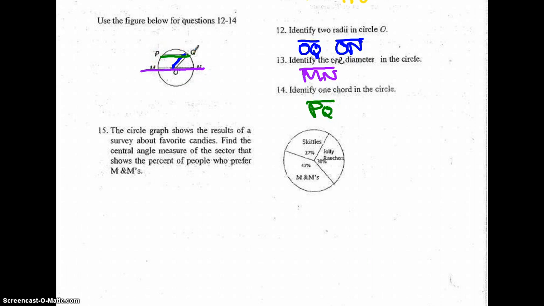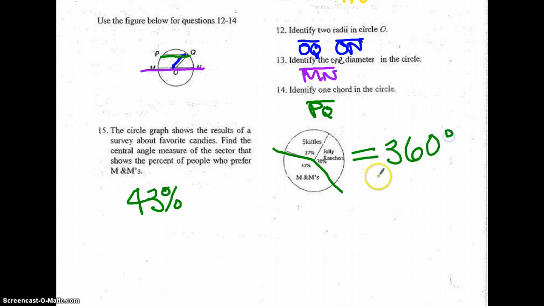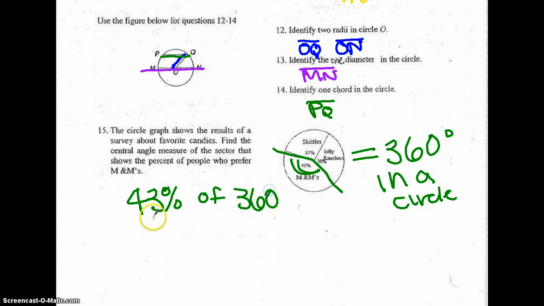Okay? And last one, this is the percent of a circle. You're finding the central angle measure of the sector. And in this case, I care about the people who prefer M&Ms. So right here, the percent of people who prefer M&Ms is 43%. And I know that there's 360 degrees in a circle. So to find the central angle, I want to know this angle measure. I take 43% of 360, change this to a decimal, 0.43 times 360.